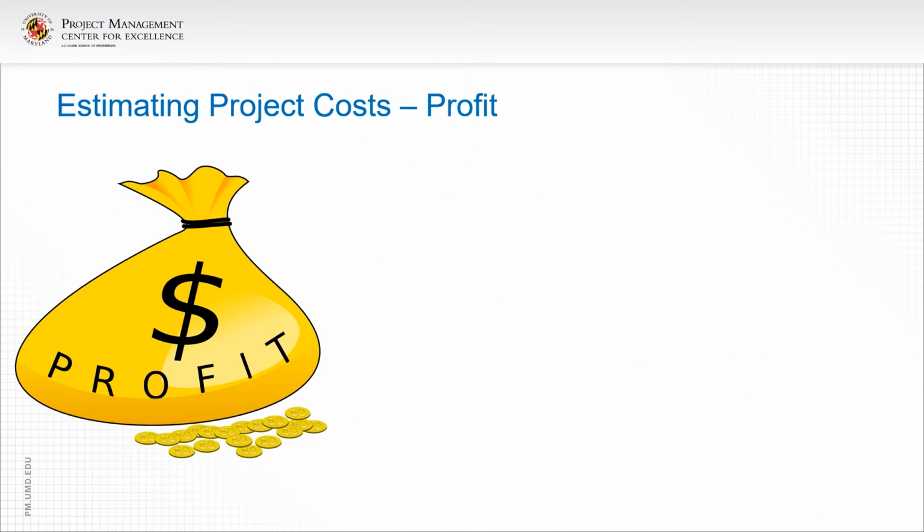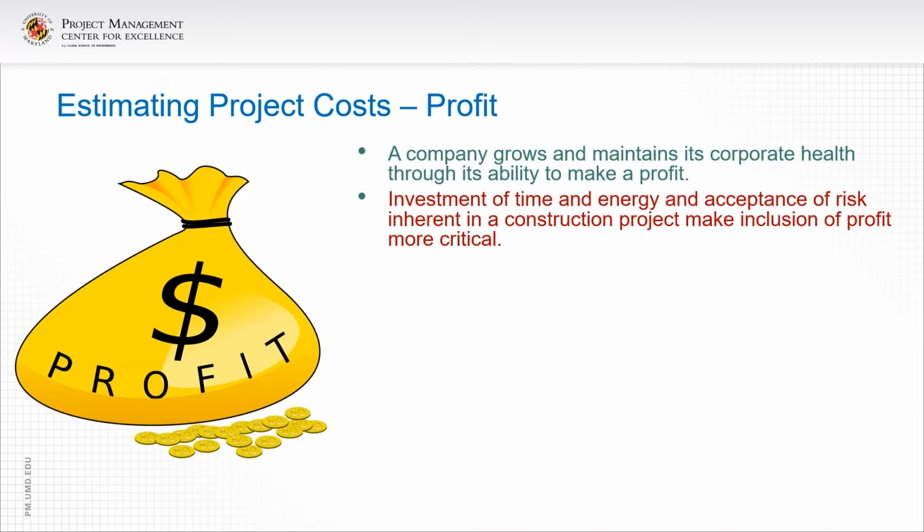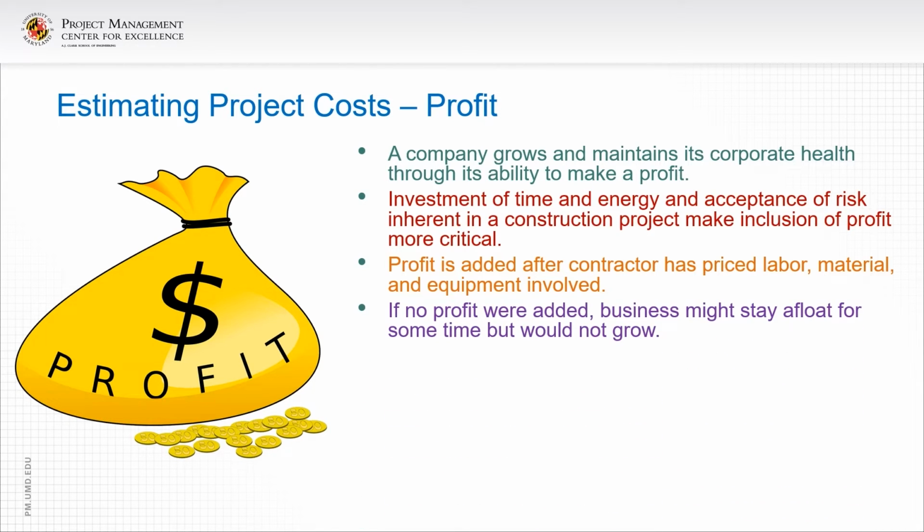Now let's talk about profit. A company grows and maintains its corporate health through its ability to make a profit. Investment of time and energy and acceptance of risk is inherent in a construction project and makes inclusion of profit more critical. Profit is added after the contractor has priced labor, material, and equipment involved, including indirect job site costs, general requirements. If no profit were added, business might stay afloat for some time but would not grow.